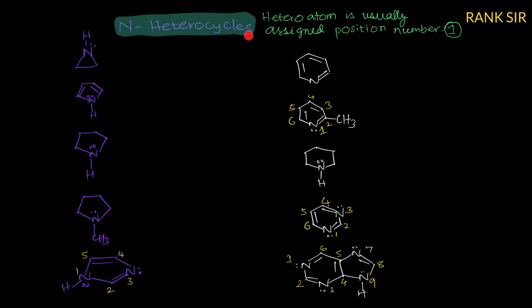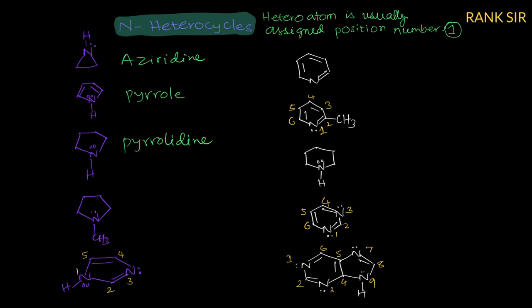Now, N-heterocycles. It means nitrogen is present in the ring as a heteroatom. That's why it is called N-heterocycles. When a heteroatom is present in the ring, the heteroatom is usually assigned position number 1. This is very important for the next explanation. You have to remember the heteroatom position is generally assigned 1. So now its name is aziridine. This is called pyrrole. These are some common names. This is called pyrrolidine.